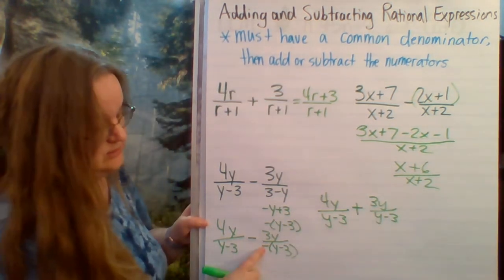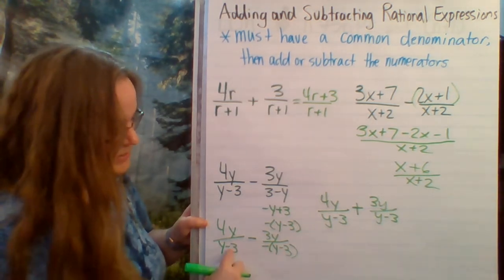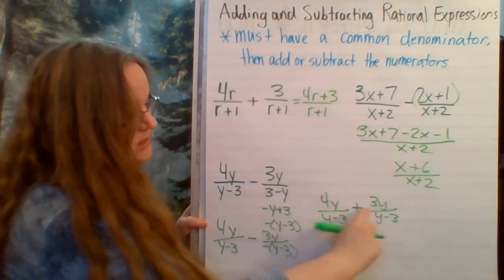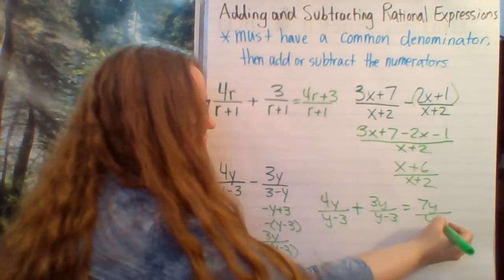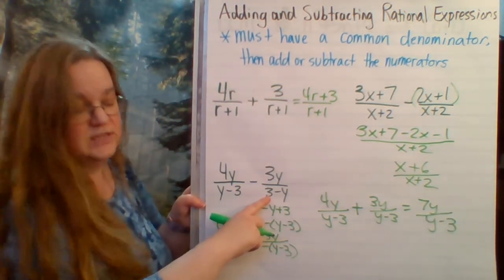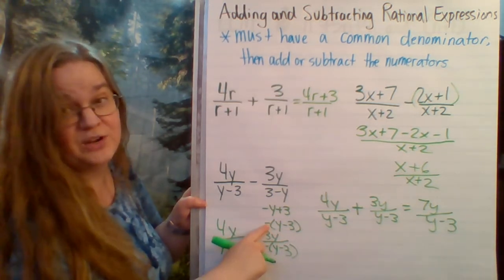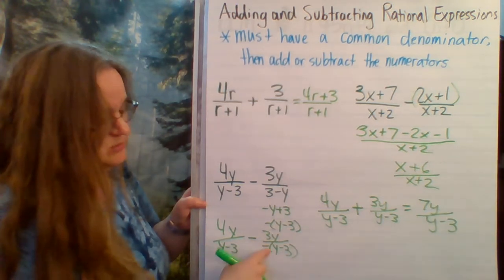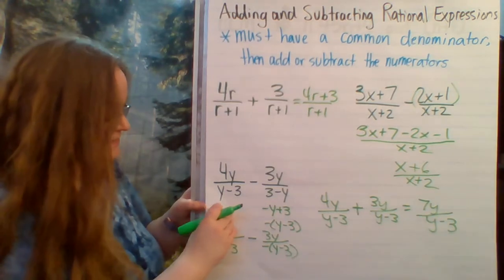I factored out the negative 1 so that these would be a common denominator, and then I had a double negative, which makes it positive. So now I'm just going to add those together, and I get 7y over y minus 3. So sometimes if it's reversed like this, you just reverse it, factor out the negative 1, and then simplify if you have a double negative. If this is already a plus sign, then you're going to treat it like a subtraction problem instead. Okay?